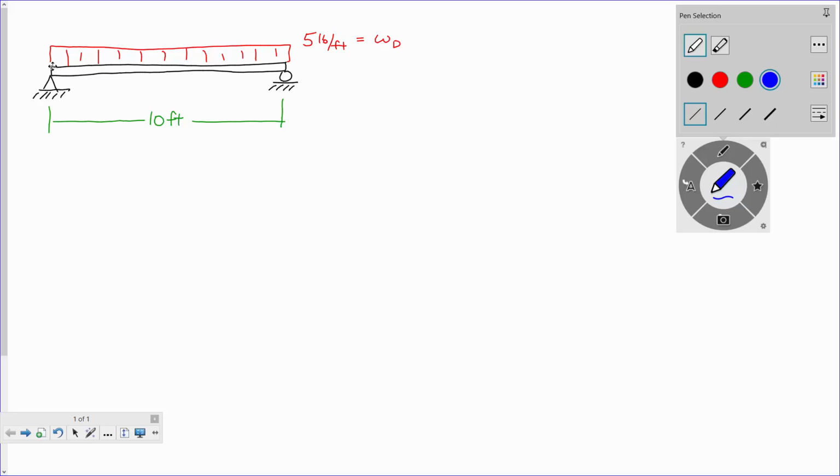Then we also have a live load at midspan. I'll draw that blue. Yeah, that's a fair statement. Probably should have added that to the problem statement, but that's a fair assessment. And this dimension is 5 feet.